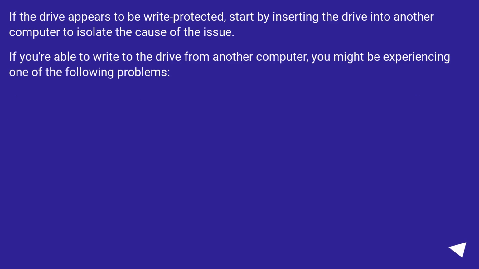If the drive appears to be write protected, start by inserting the drive into another computer to isolate the cause of the issue. If you are able to write to the drive from another computer, you might be experiencing one of the following problems.